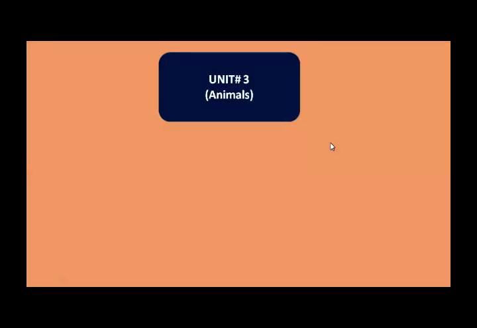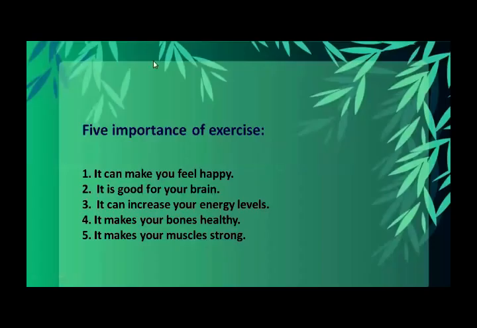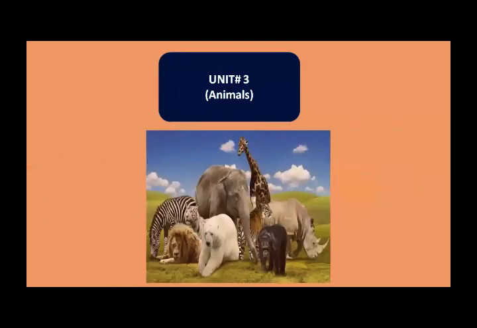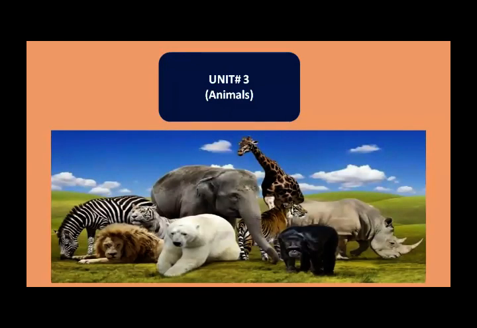Okay. So beta, this is all about unit number 1. So we are going to move to the next unit, unit number 3. Okay, are you ready? Unit number 3, animals. So open your book, beta. Open your book, page number 11. Animals. Okay, and this is a very easy and interesting topic in your syllabus.